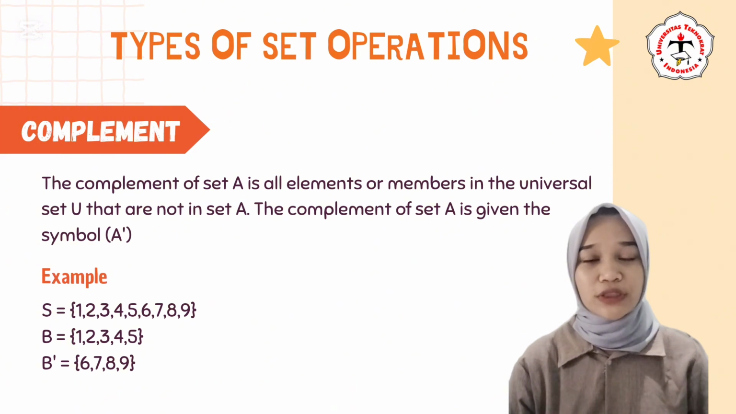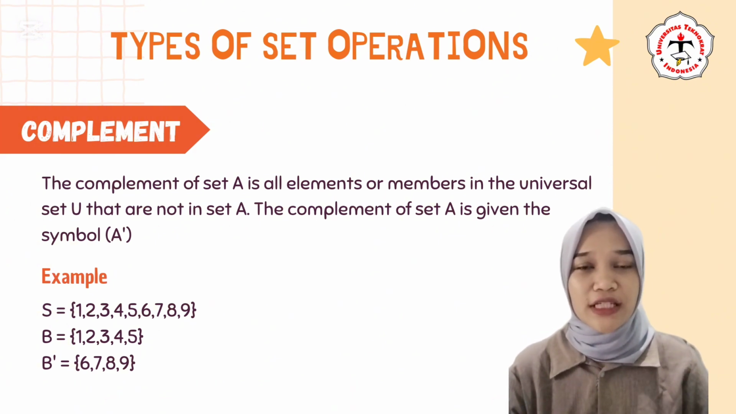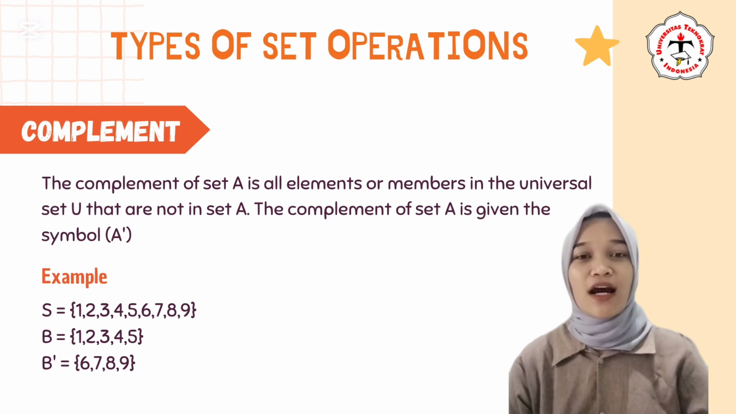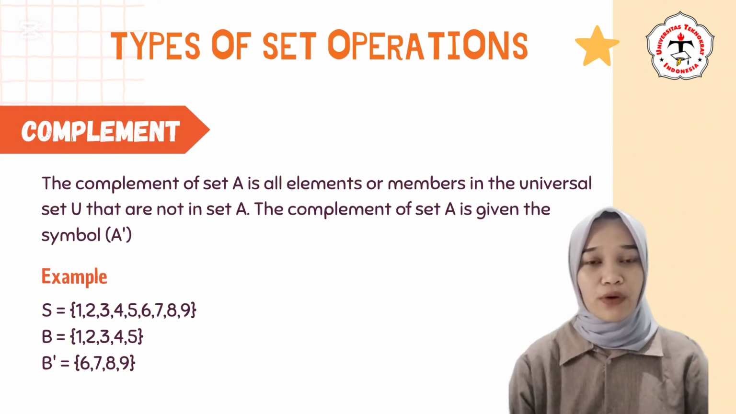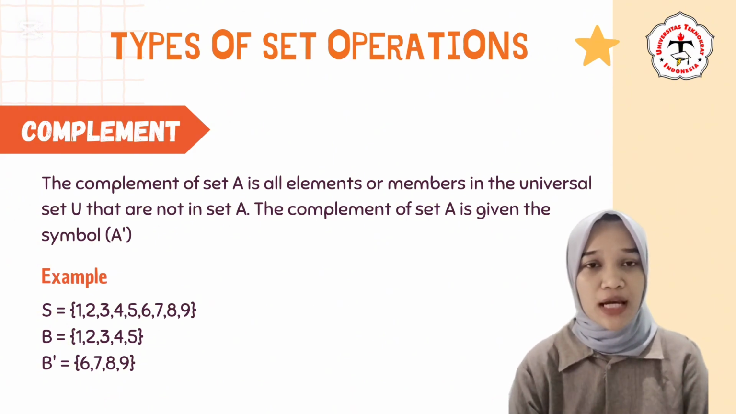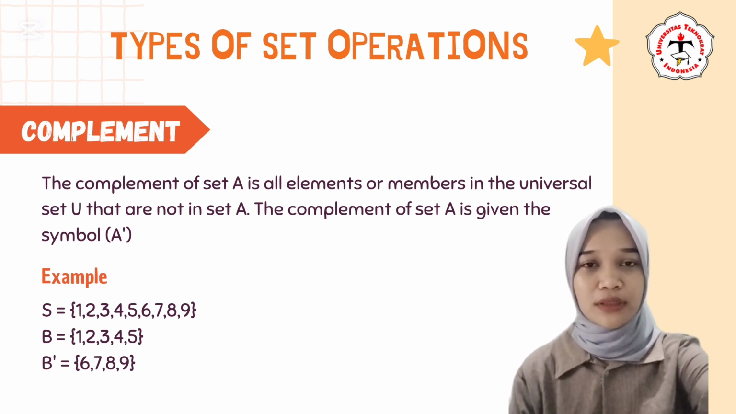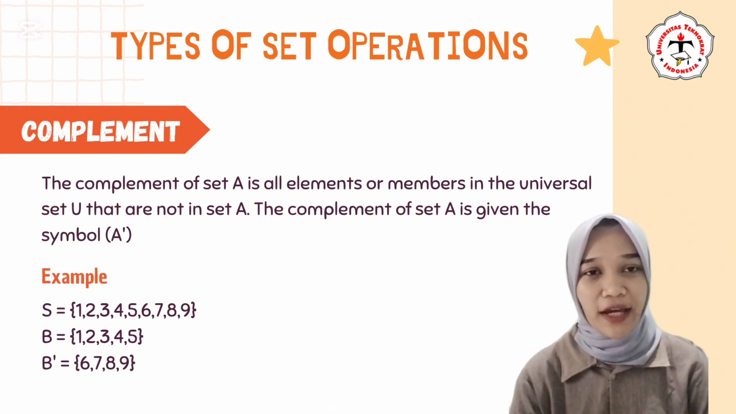Number 3, the complement of set A is all elements or members in the universal set that are not in set A. The complement of set A is given the symbol A'. For example, S is {1, 2, 3, 4, 5, 6, 7, 8, 9} and B is {1, 2, 3, 4, 5}. Then B complement is {6, 7, 8, 9}.